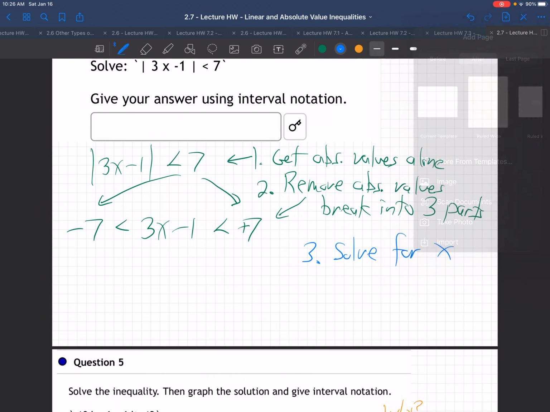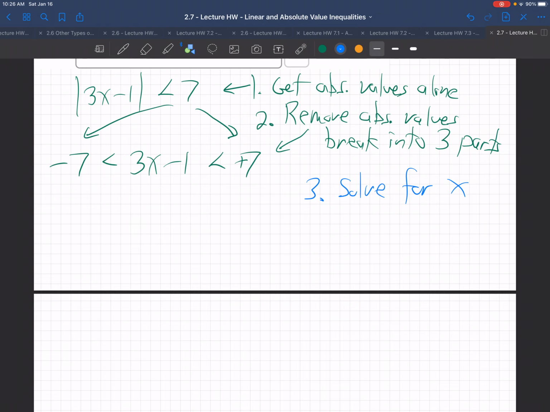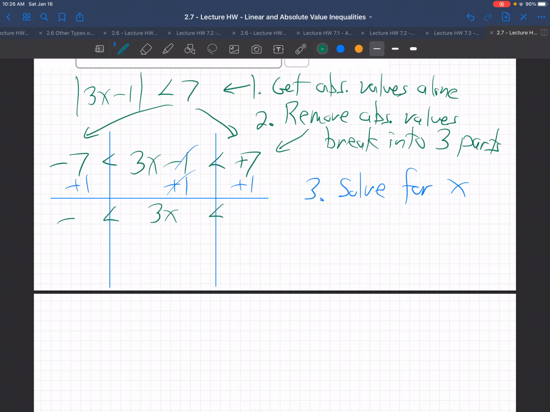Solve for x. So how do we do it? Well, I put these lines in to help. It's 3 parts, so we just do whatever it takes to get x alone. Just focus on the middle right here. What do you have to do to get x alone? Add 1 to all 3 of them. What do we get? 3x, and this is -6, and this is 8. And then divide by 3. And we get -2 less than x less than 8/3. Okay, so there we go.